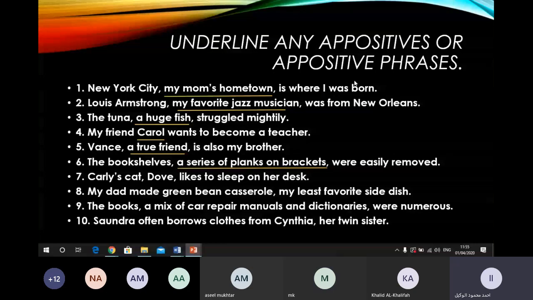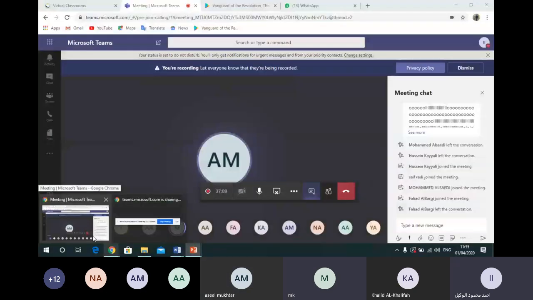So in number 7 here you have Carly's cat Dove likes to sleep on her desk. You can just say Carly's cat likes to sleep on her desk, right? But here we added Dove to give us extra information about Carly's cat. So here Dove is called an appositive. Okay. All right.